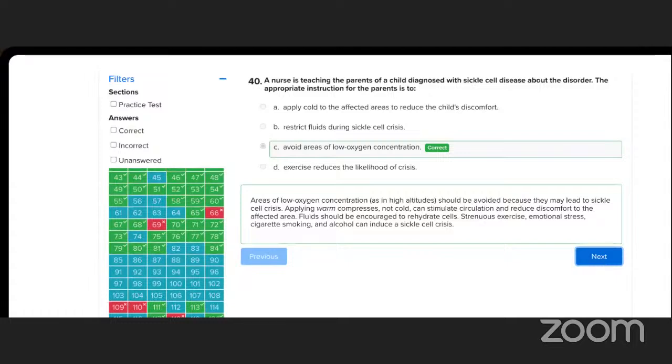Let's look at question 40. This has to do with the sickle cell disease patient. Our nurse is doing some patient education with sickle cell.